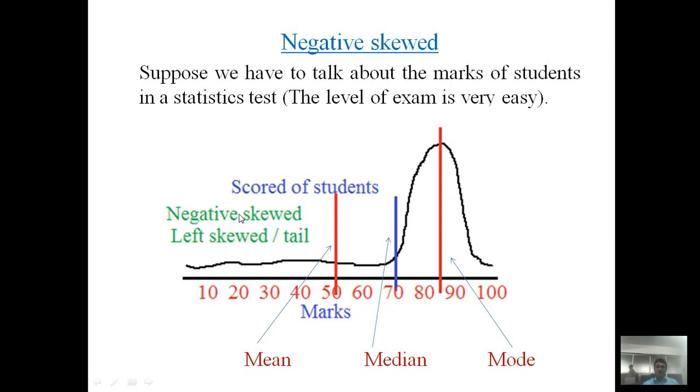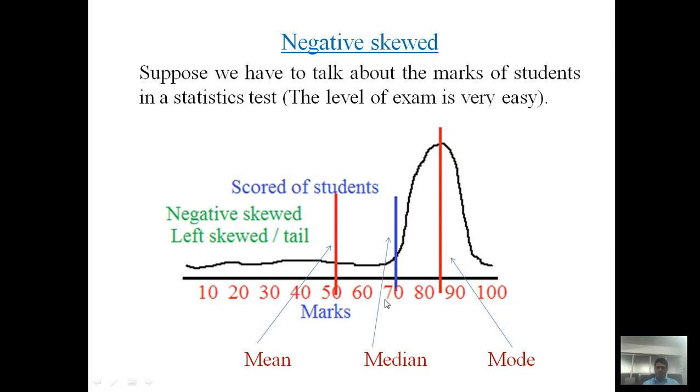Now again we have to obtain the measure of central tendency, that is, there are three parameters: mean, median and mode. When the frequency distribution has negative skewness, the maximum number of students get the mark 85. The maximum frequency is here, this is the peak value, and we know that the peak value represents the mode. Now this blue line represents the median.